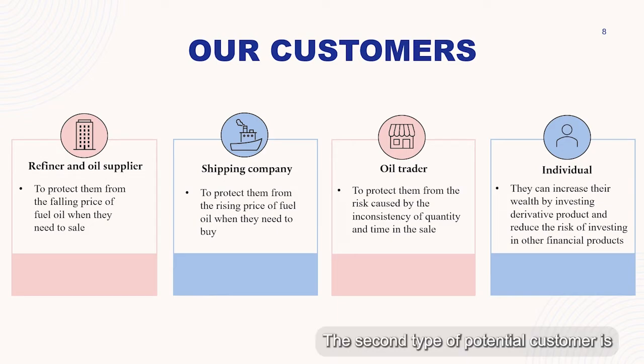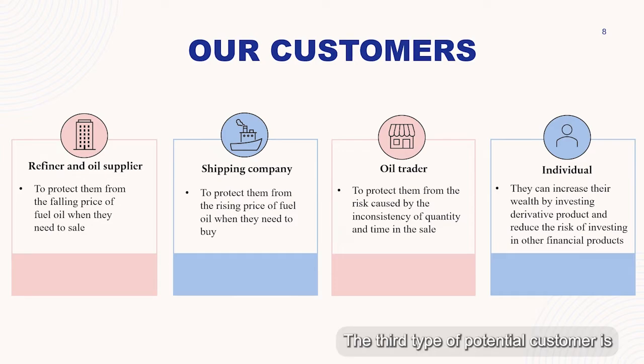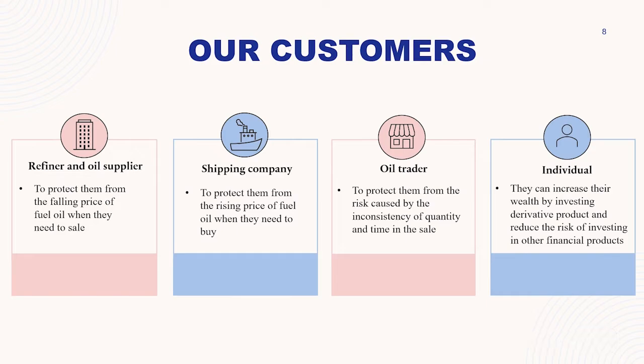The second type of potential customer is the shipping company. Because they are worried about the rise in the price of oil, in order to protect themselves against the rising price of oil when they need to buy, they can use hedging to reduce the price risk. The third type of potential customer is oil traders. They both buy and sell spot goods to customers. If the number of contracts is not consistent and the timing is not consistent, there will be risk for them.